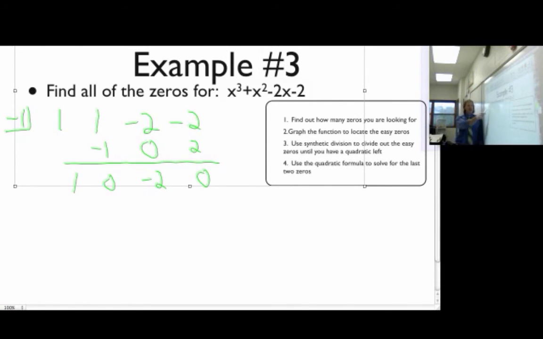All right, so we divided the -1 out, boom, boom, boom, and we were left with x squared minus 2 equals 0. And again, I goofed. I wanted to pick one where you had to use the quadratic formula, but you guys are pretty good at that anyway. Bring the 2 over to the other side. What are the answers?